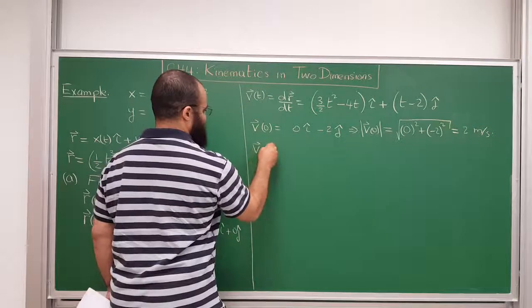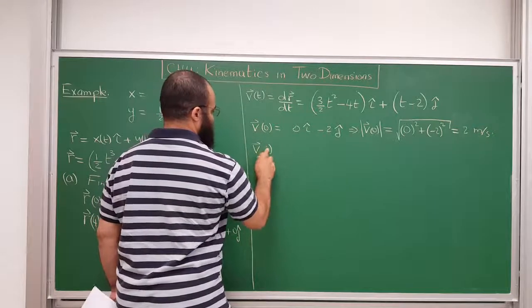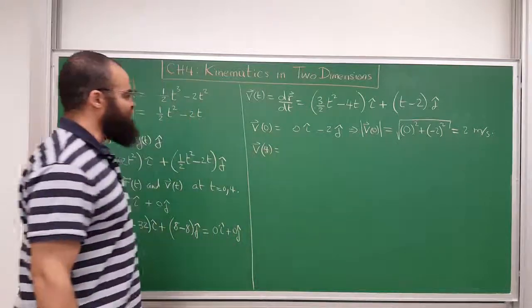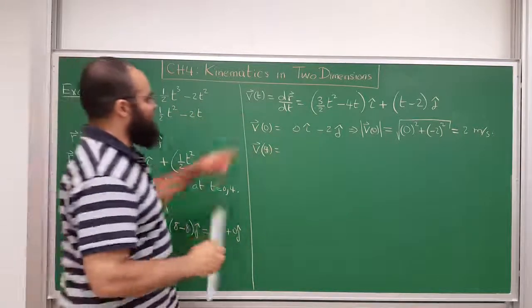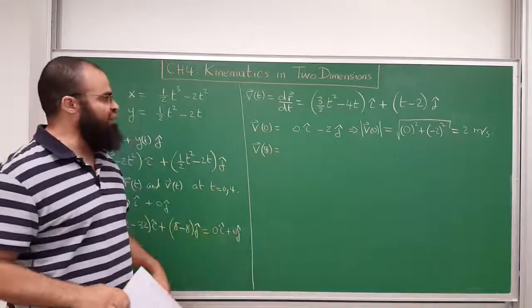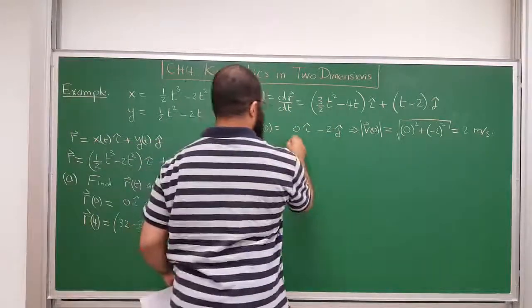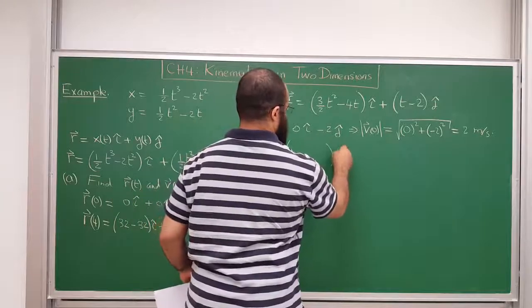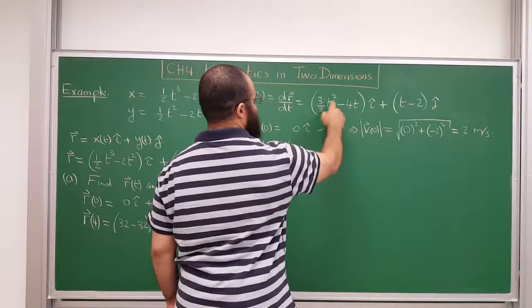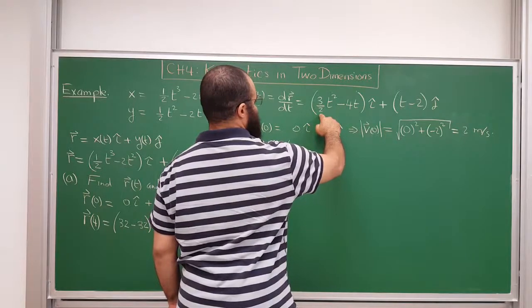What's the velocity at 4 seconds? I plug in 4 here and see what happens. Let's get the velocity at 4 seconds, and then we can get the speed. Once you find the velocity, the speed will be the magnitude of that. So it will be what? Plug in 4 here. You get 4 squared, that's 16. 16 over 2 is 8.